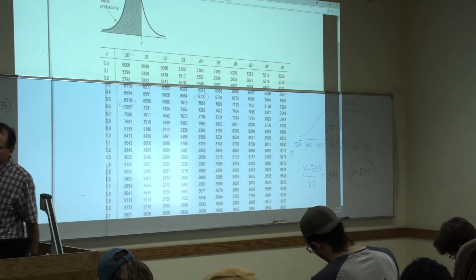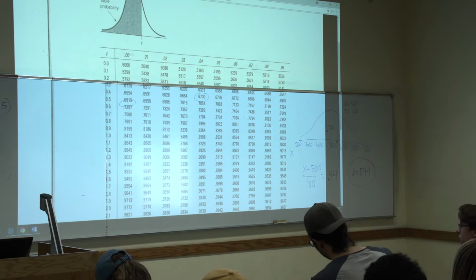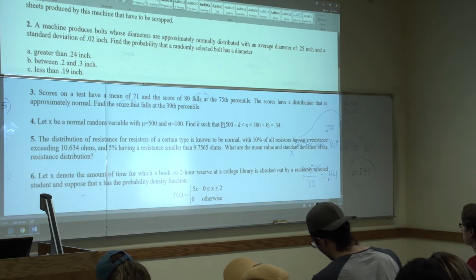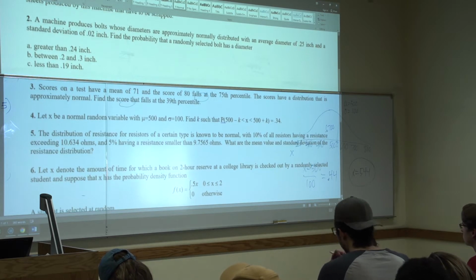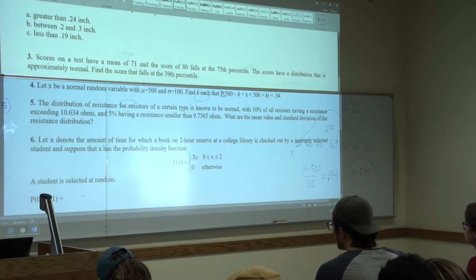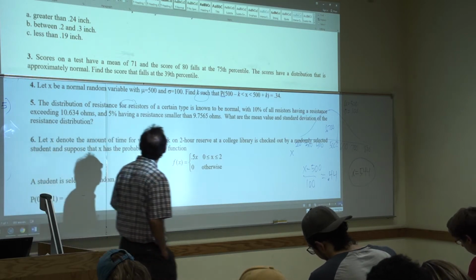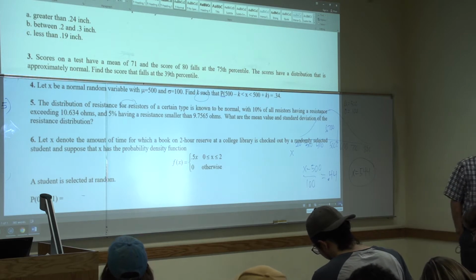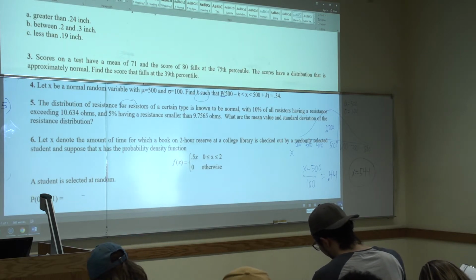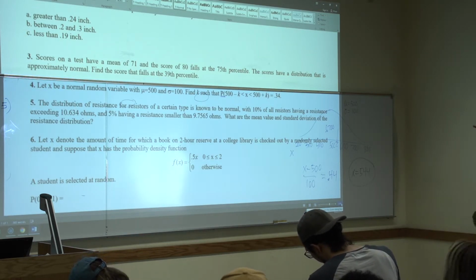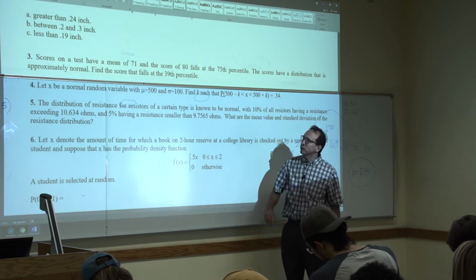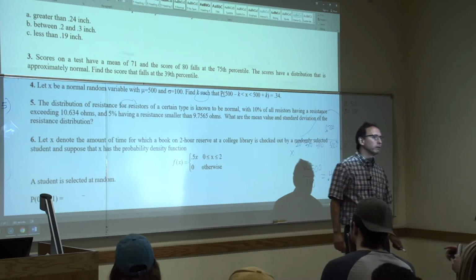Let me give you one to try on your own here. Now this one is a little more difficult than the one I just showed you, but let's see if you can figure it out. Number 3 says scores on a test have a mean of 71 and the score of 80 falls at the 75th percentile. The scores have a distribution that is approximately normal. Find the score that falls at the 39th percentile. See what you can do with that one.